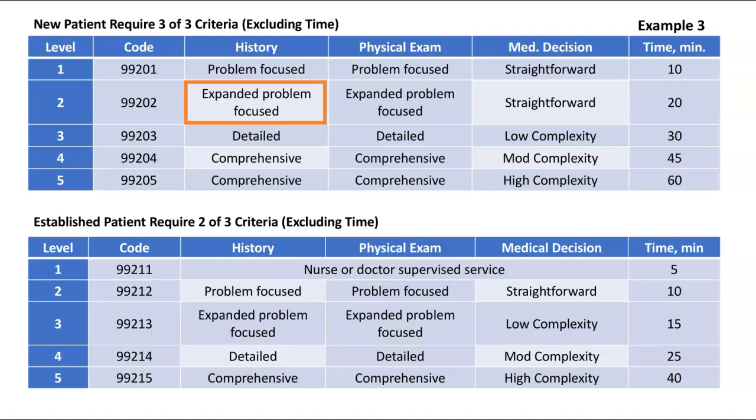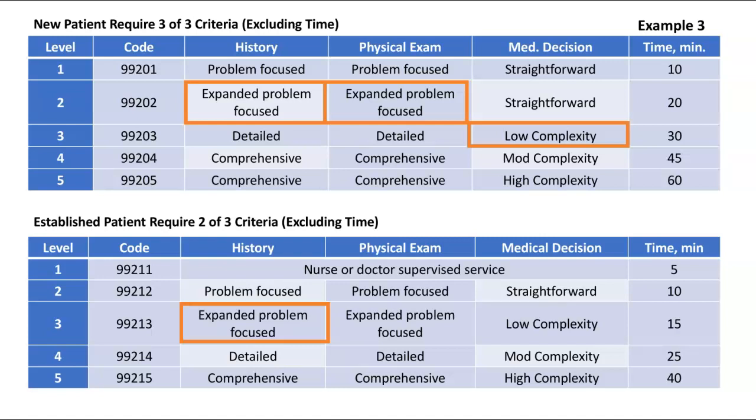So when we grade this out for a new patient, it was expanded problem-focused history, expanded problem-focused physical exam, and low MDM. So on new patients, you have to have 3 of 3. So on this, you have to go with the lowest of them. So that's going to give you a 99202.